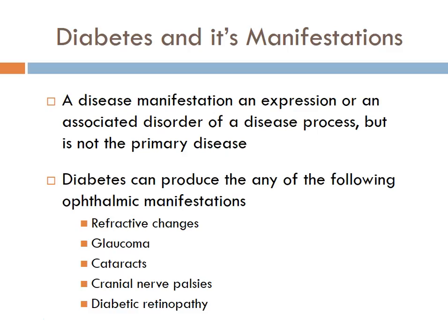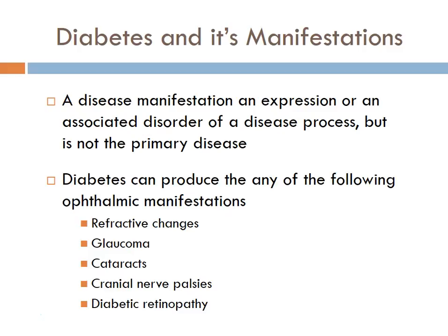What we're going to talk about is the manifestations of diabetes, the disease manifestation, the expression of diabetes. Not really the disease itself, but what the disease does to the body. And specifically what the disease can do to the eye and the visual system. We see that diabetes can produce any of the following manifestations. We all are familiar with the refractive changes that we can get when the blood sugar is out of control. There's a type of glaucoma that's associated with people having diabetes. There's specific types of cataracts. There's the diabetic cataract that we all learned about in school.